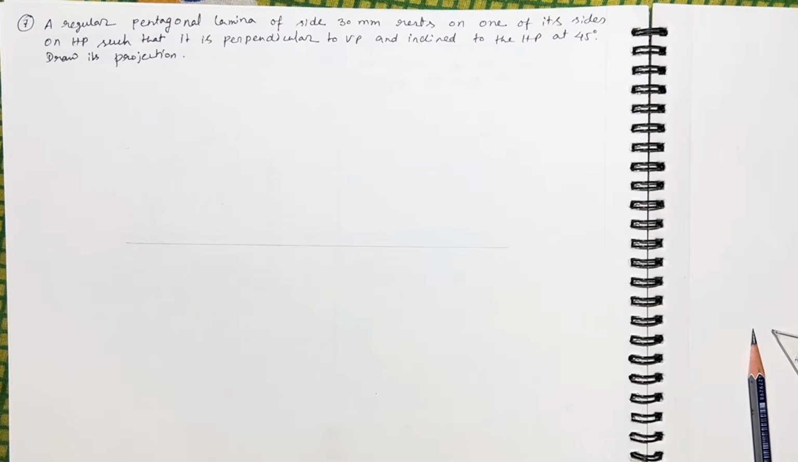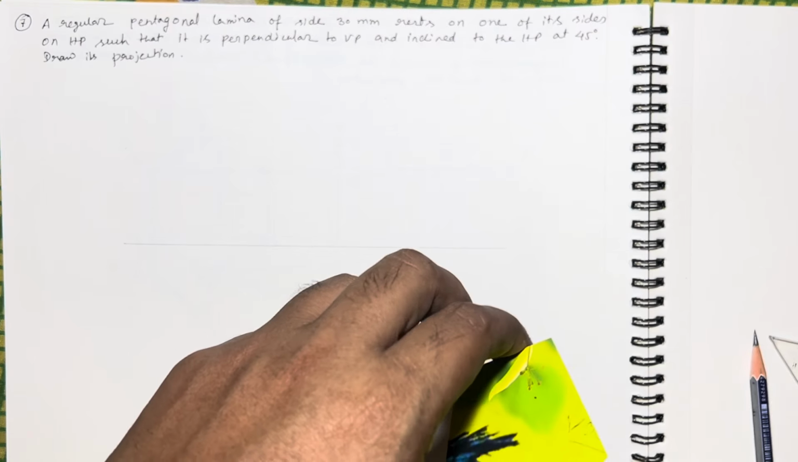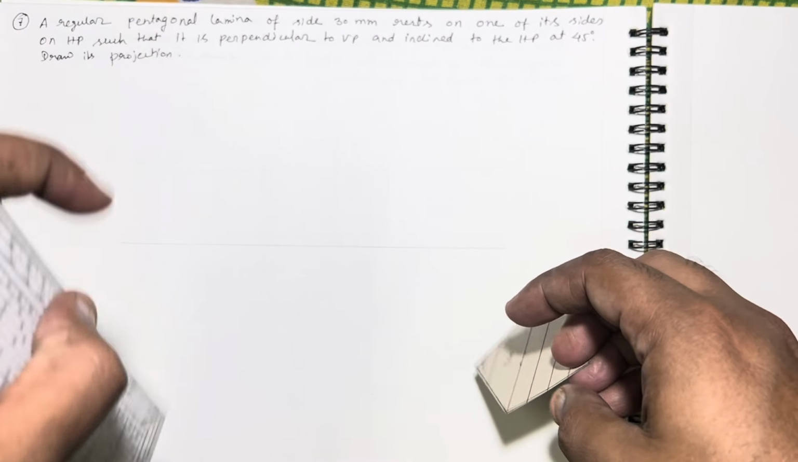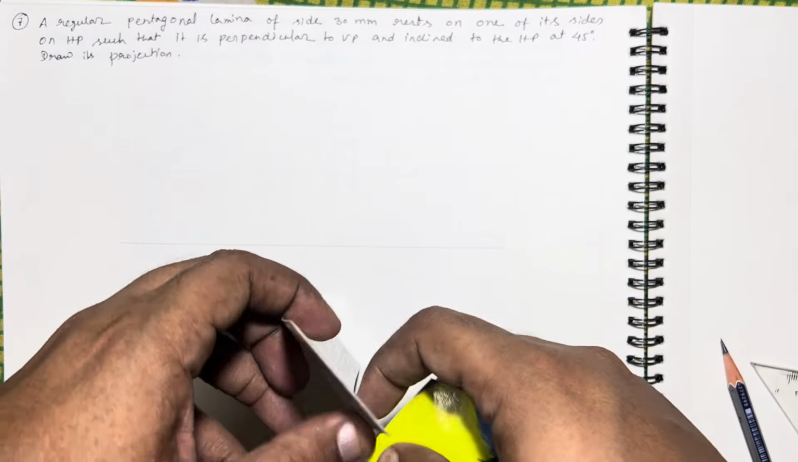So question number 7 says a regular pentagonal lamina of side 30 mm rests on one of its sides on HP such that it is perpendicular to the VP and inclined to the HP at 45 degree. Draw its projection. So suppose this is our horizontal plane and this is our vertical plane.